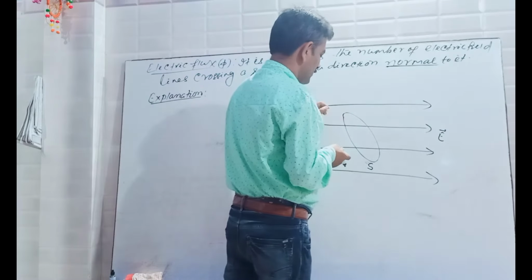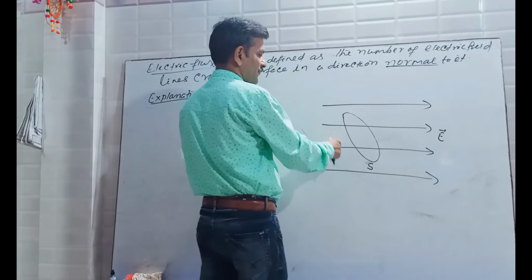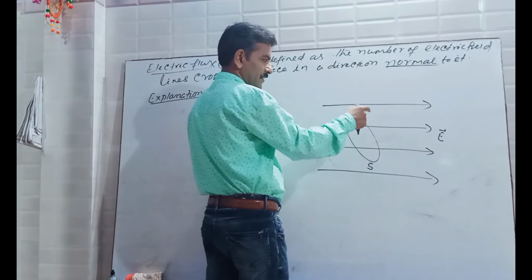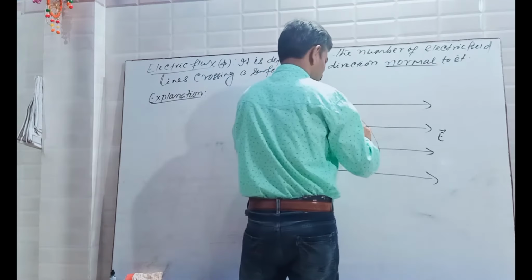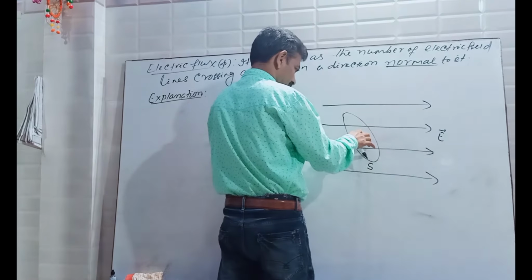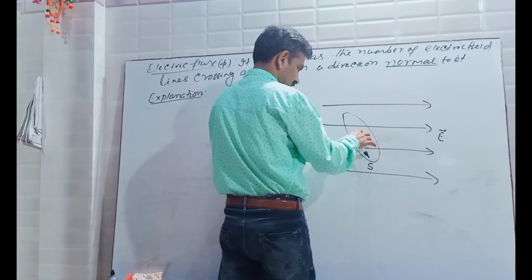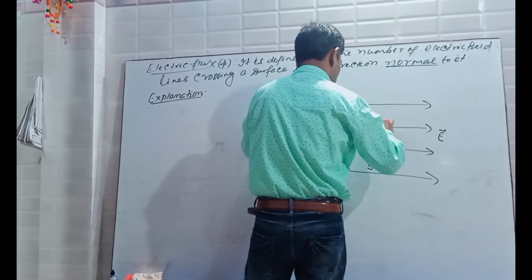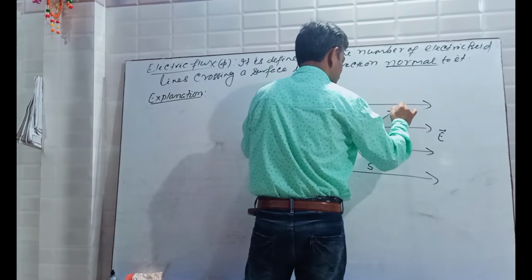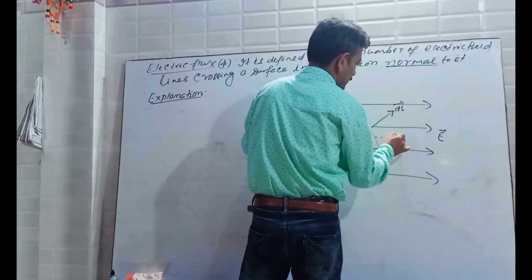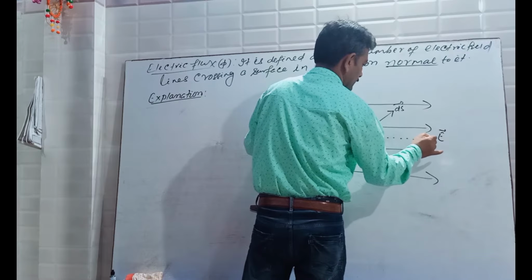So suppose a surface of area S is placed in a uniform electric field E in such a way that its area vector, a very small area taken from this, makes an angle theta with the electric field. Okay?